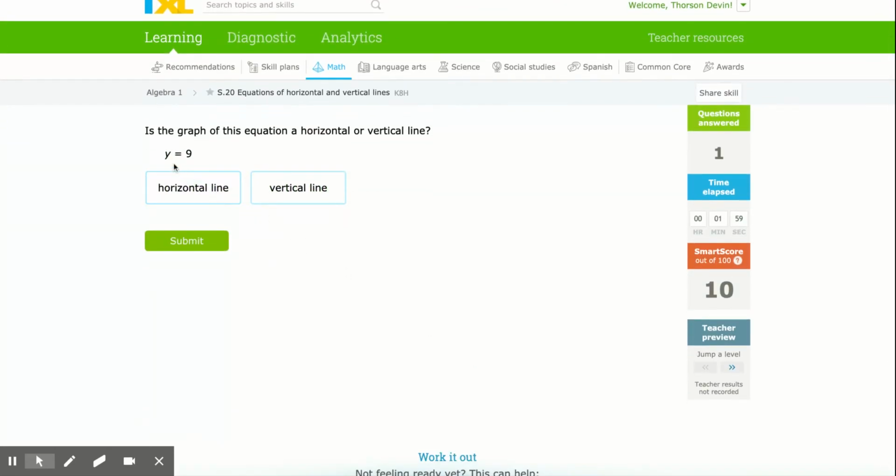Now, if you have y equals 9, y is always 9. That means you're never increasing or decreasing. I care less what x is. That's a horizontal line.